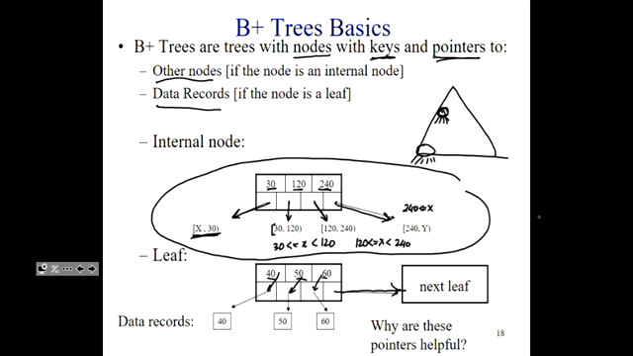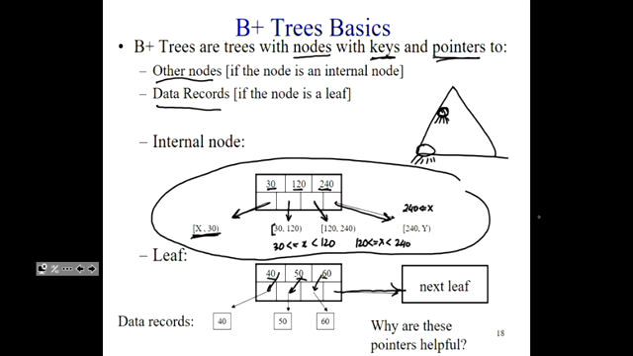So the internal node basically subdivides a range into chunks. In this case, you've subdivided into everything below 30, something between 30 to 120, something between 120 to 240, and then 240 onwards. The leaves basically have pointers for each key. So you have one pointer corresponding to 40, one corresponding to 50, one corresponding to 60. Okay? And then lastly, you have a pointer to the next leaf.